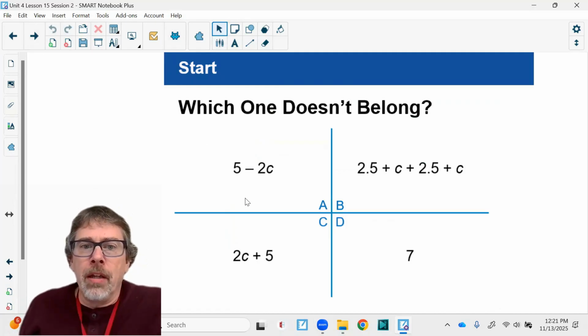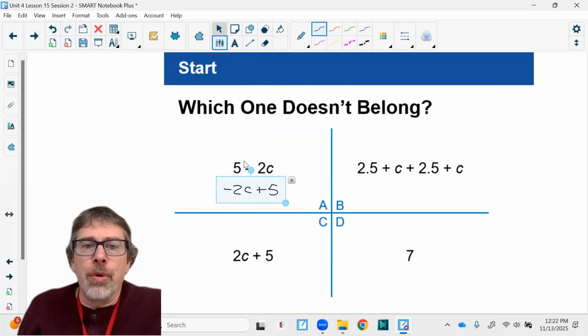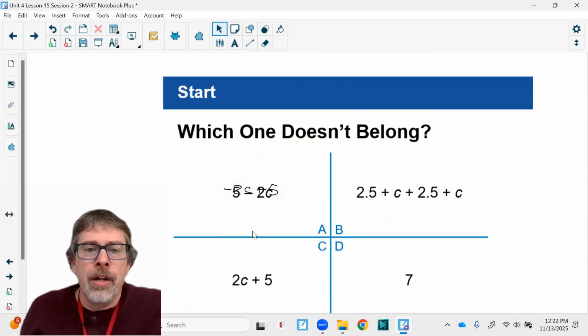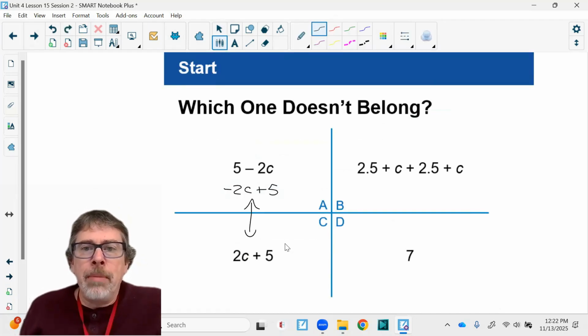Which one doesn't belong? Well, if I rearrange, let's see, I have 5 minus 2c, and it should be negative 2c plus 5 if, in fact, I were going to put them in the proper order. Okay, so you always put the coefficient variables first and then the constants last. This is already in order. So obviously, as you can see, these two are not the same.